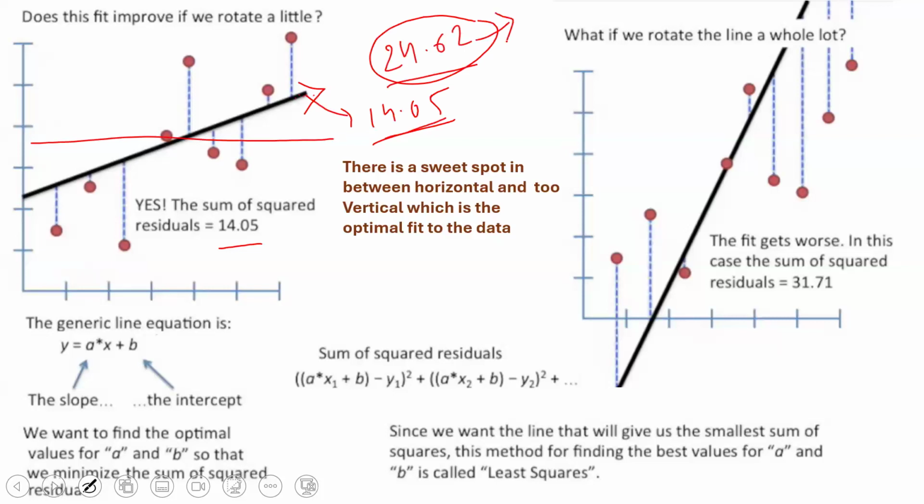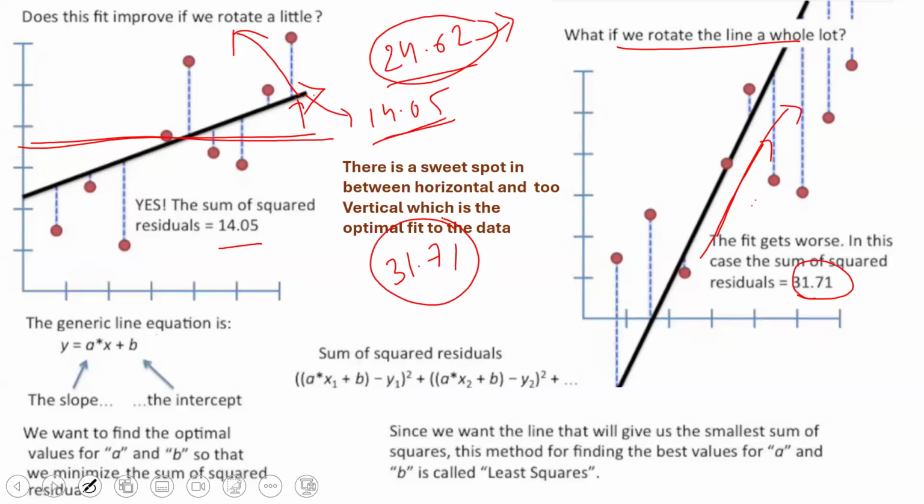And if you rotate the line a lot, earlier it was like this, now we rotate it a bit, and if we still rotate it to look more vertical and calculate the sum of squared residuals here, it is somewhere around 31.71. This is the horizontal mean line, this one is almost vertical, and this one is slightly in between these two rotations.